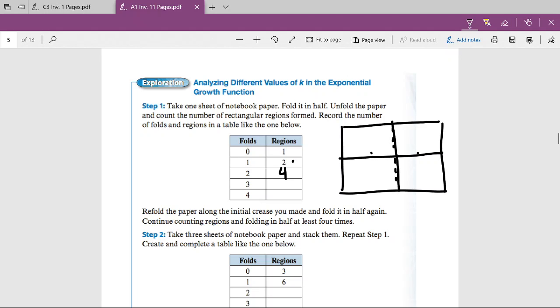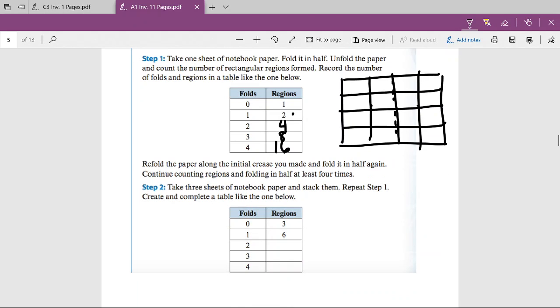If I folded it in half again after that, I would end up with, well, think about it for yourself. There's lots of ways to show this as far as a drawing, but I'm going to end up with 8 different squares. Maybe I fold it in half again, and it ends up with 16. Try this out for yourself and actually fold it. It is actually exponential growth, okay?